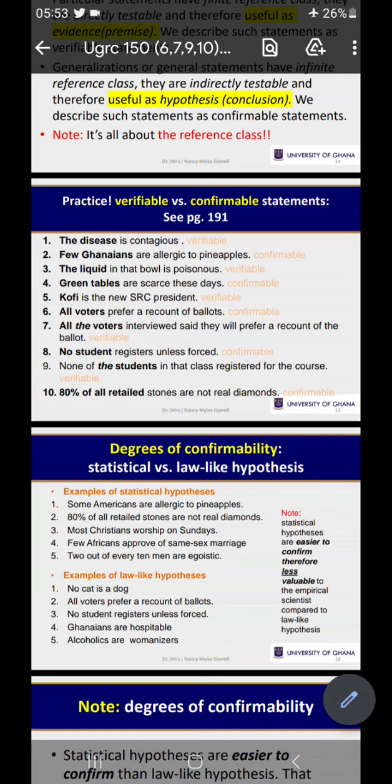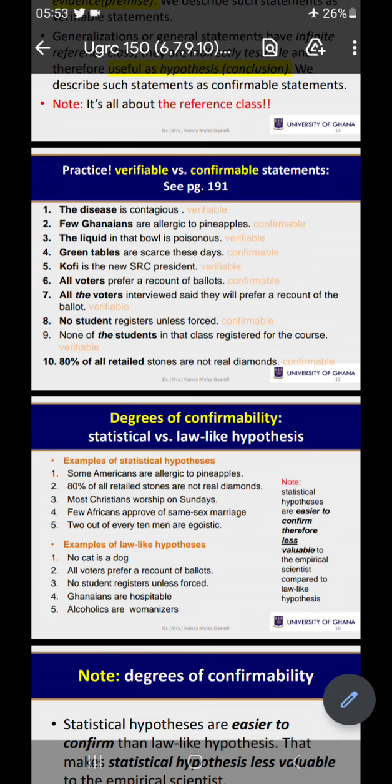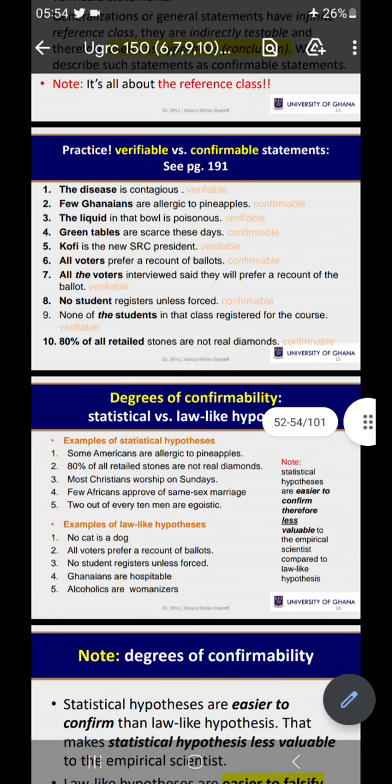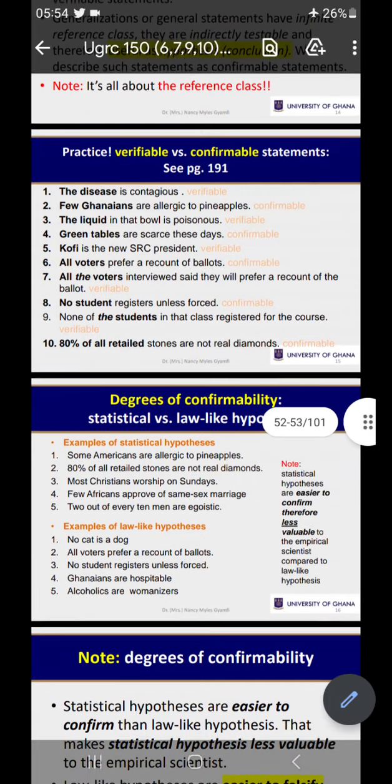Let me give you an example of a confirmable statement: all metals expand when heated. We are making reference to all metals. With metals, we have zinc, aluminium, copper, and a lot of others. With this statement, we have included all metals, and since we can't identify these metals, it is a confirmable statement. It is making reference to every metal in the world. Since the reference class is not countable, it is a confirmable statement.